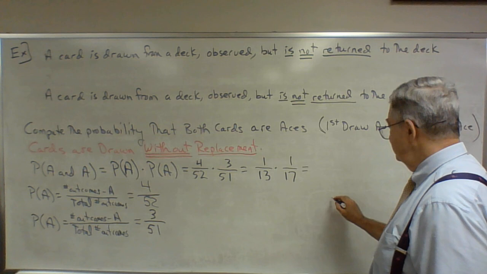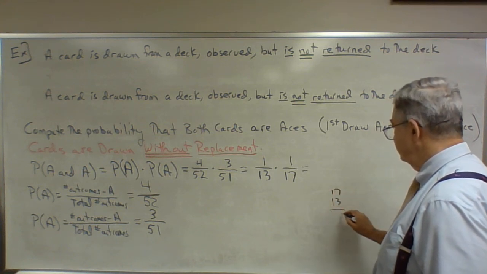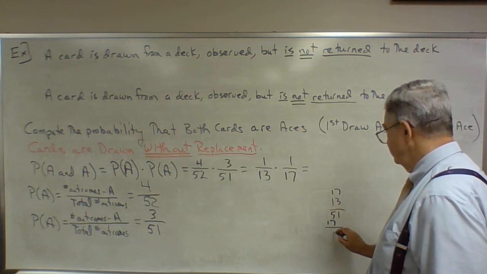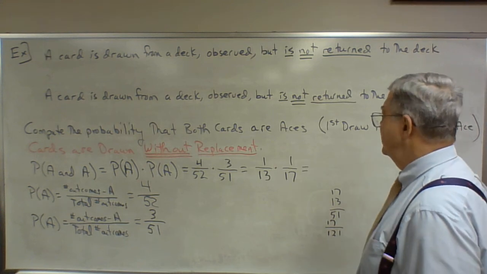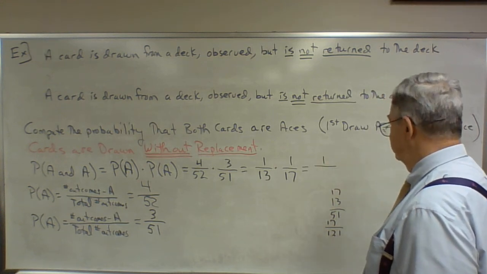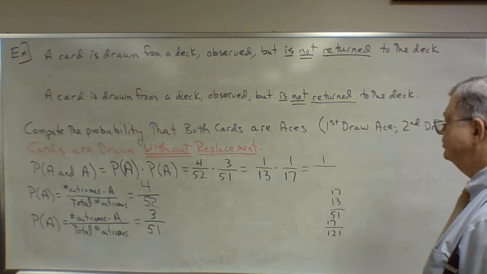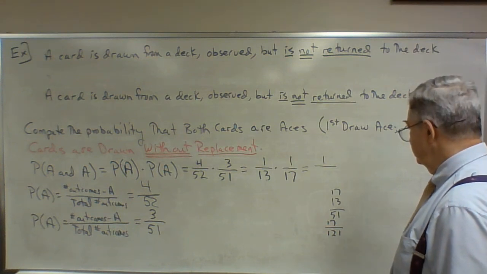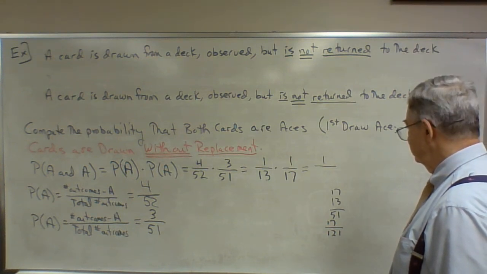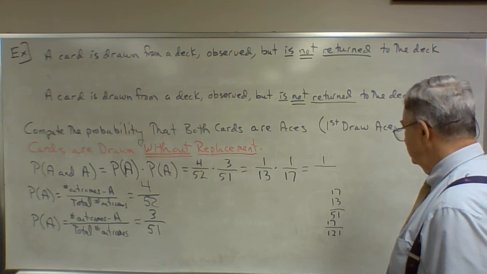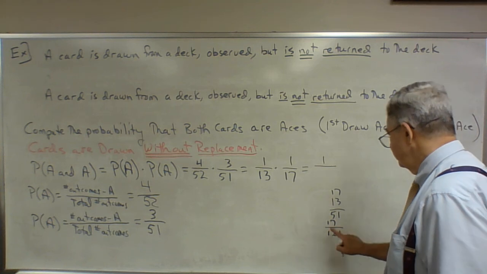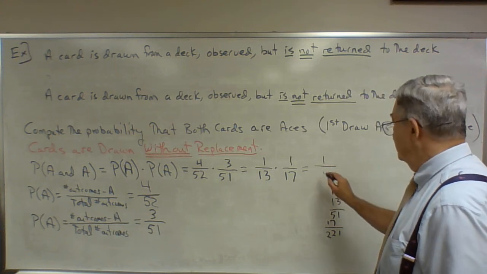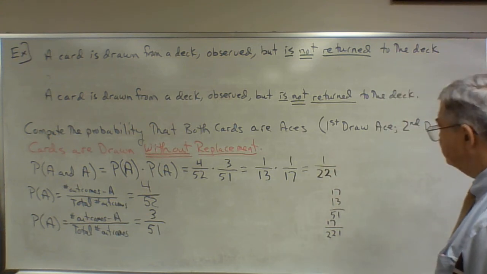Anybody know what 13 times 17 is? Okay, 21... is that right? Let's see. 21, 3 times 1 is 3, 5, 7 times 7... I can't add anymore, forgive me. 1 over 221, okay.